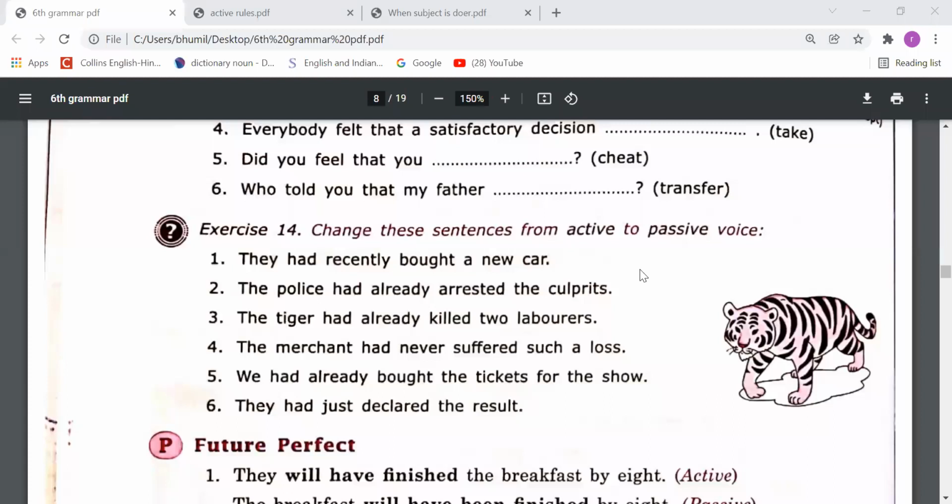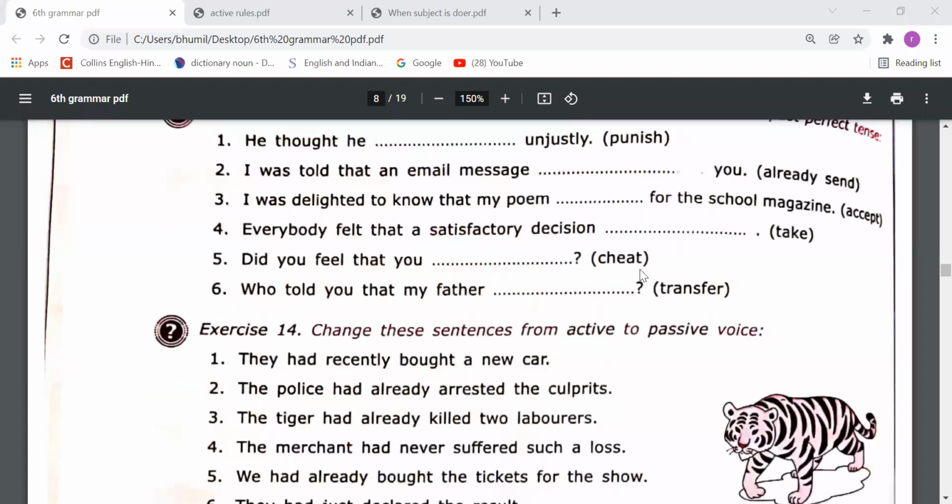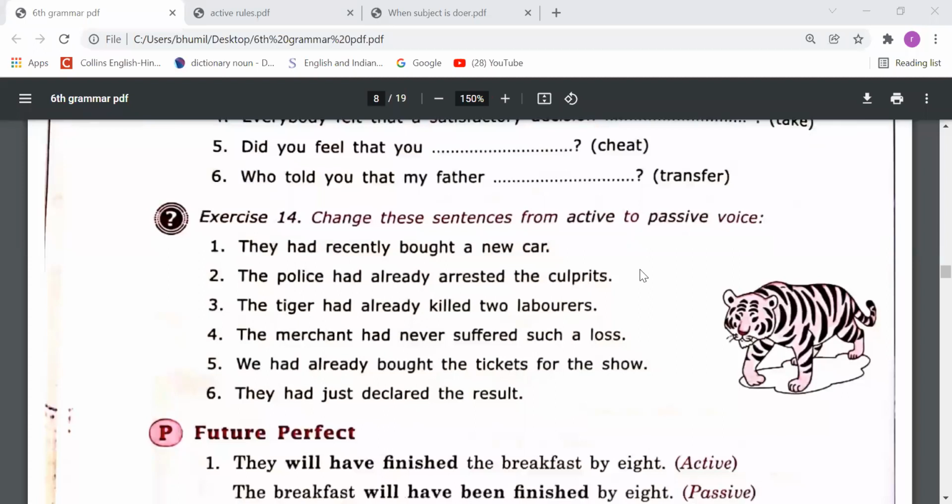I was told that an email message had been already sent you. And about which sentence are you talking? I told you sentence number 1 of 14th exercise. They had recently bought a new car. I'm talking about the next exercise, exercise number 14. Sentence number 1. Okay. Anyone else who can give me the answer of this sentence?